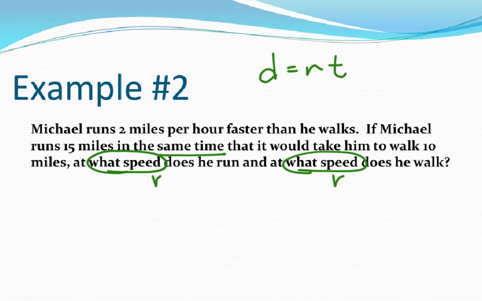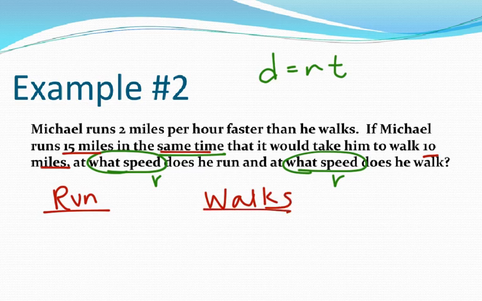I don't know. The distance that he runs is going to be 15 miles, and the distance that he walks is going to be 10 miles. And the time is going to be the same time. So if we just look at this as two different pieces, he runs 2 miles per hour faster than he walks. So the rate that he walks is going to be W, and he can run at W plus 2. So whatever W is, add 2, and that's his running speed.